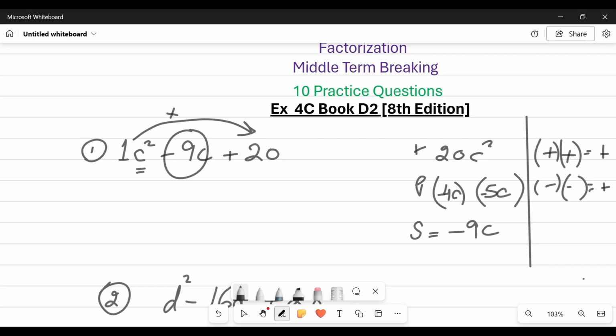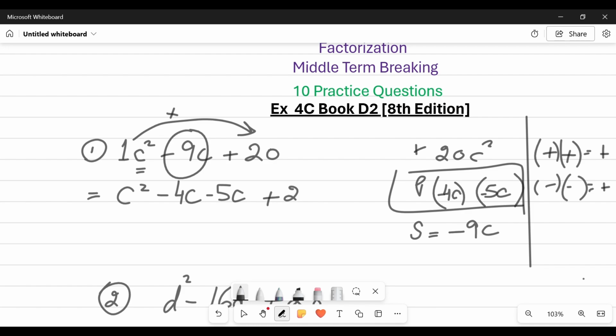Now we have found the two factors, and we need to split the middle minus 9c into minus 4c and minus 5c, right? How? Let's solve it. Now c square minus 9c will not come. Then what will come? The factors that we have found, right? So it will come minus 4c and minus 5c, and the last digit will come as it is. The first and the last digit will come as they are along with their sign, but minus 9c you need to break into the factors that you have found in the working column. This is the working column here.